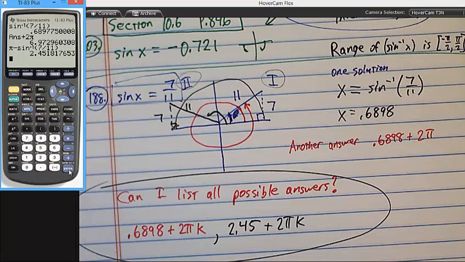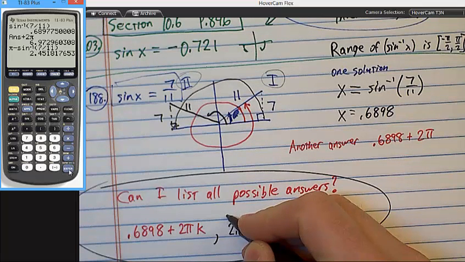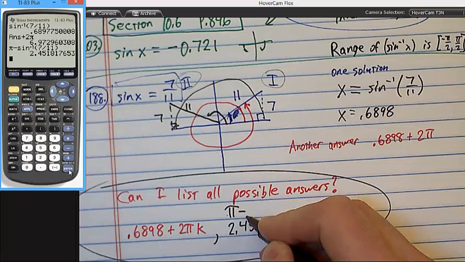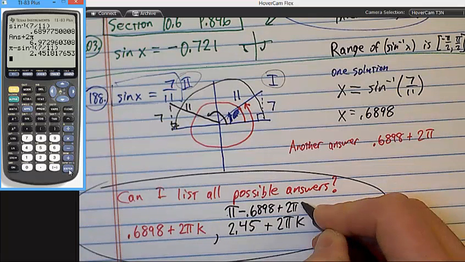Question, go ahead. So could we write it as, I don't know if this would be good, but instead of doing the 2.4, could you just do pi minus 0.6898 for the answer? Would that be an acceptable answer? Sure. So you're saying instead, let's write it as pi minus 0.6898 plus 2 pi k. Yeah, that makes sense to me.